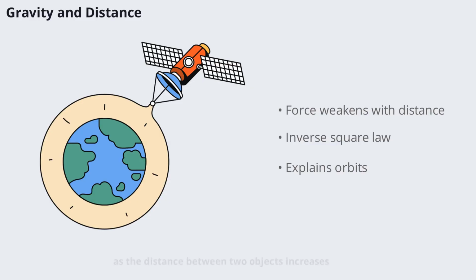Specifically, as the distance between two objects increases, the gravitational force decreases rapidly. This relationship follows the inverse square law. If the distance doubles, the force becomes 1/4 as strong.